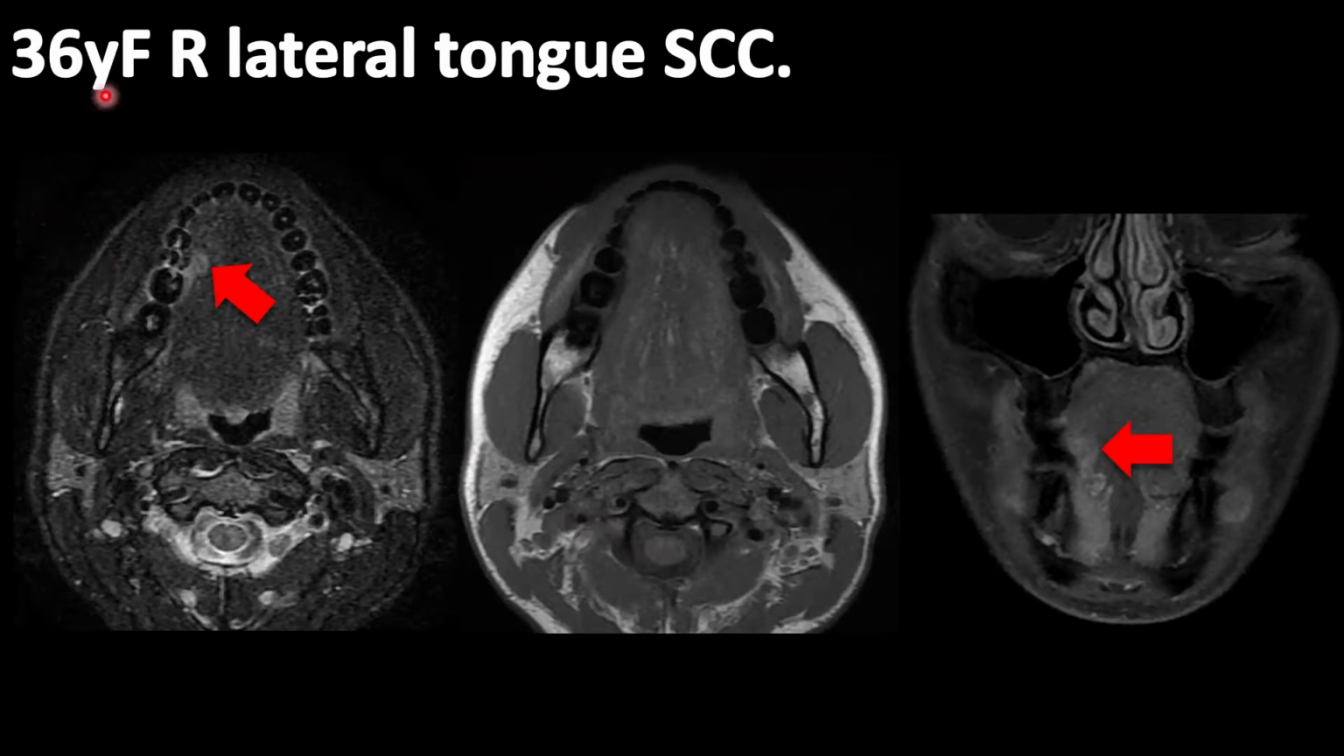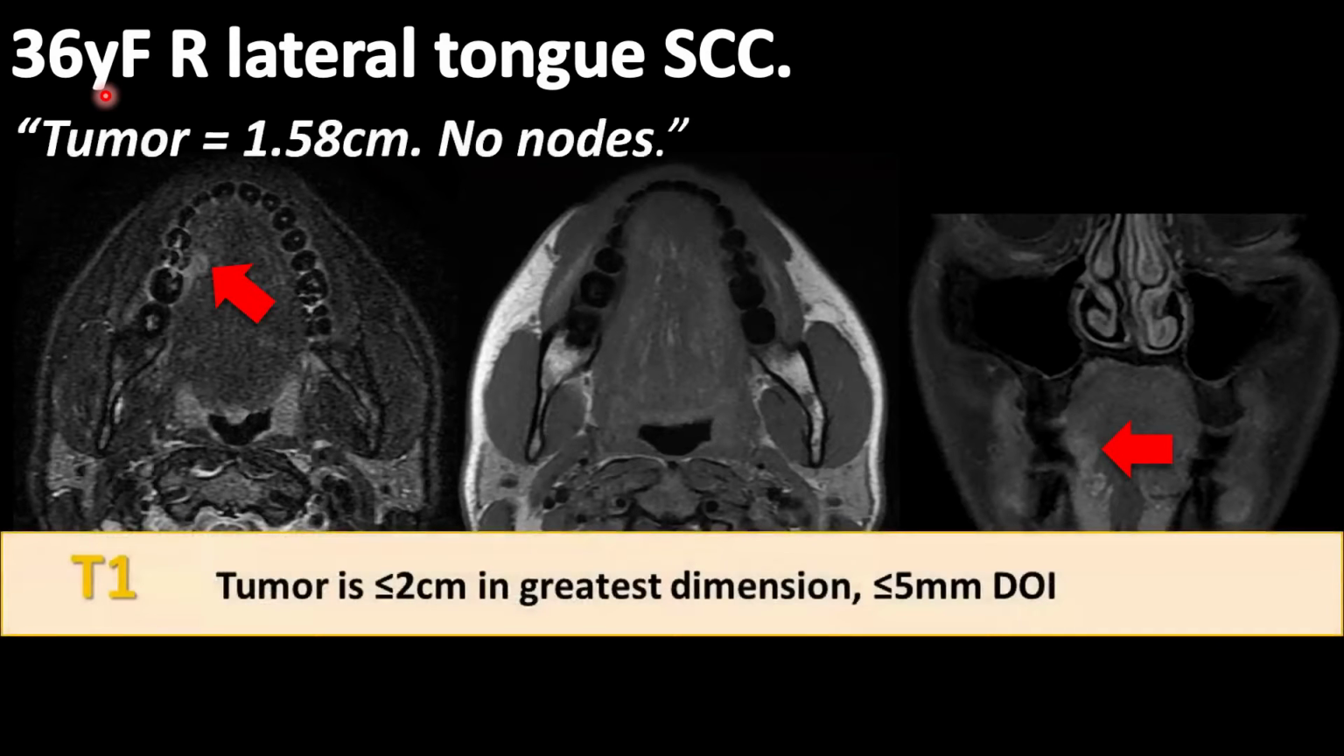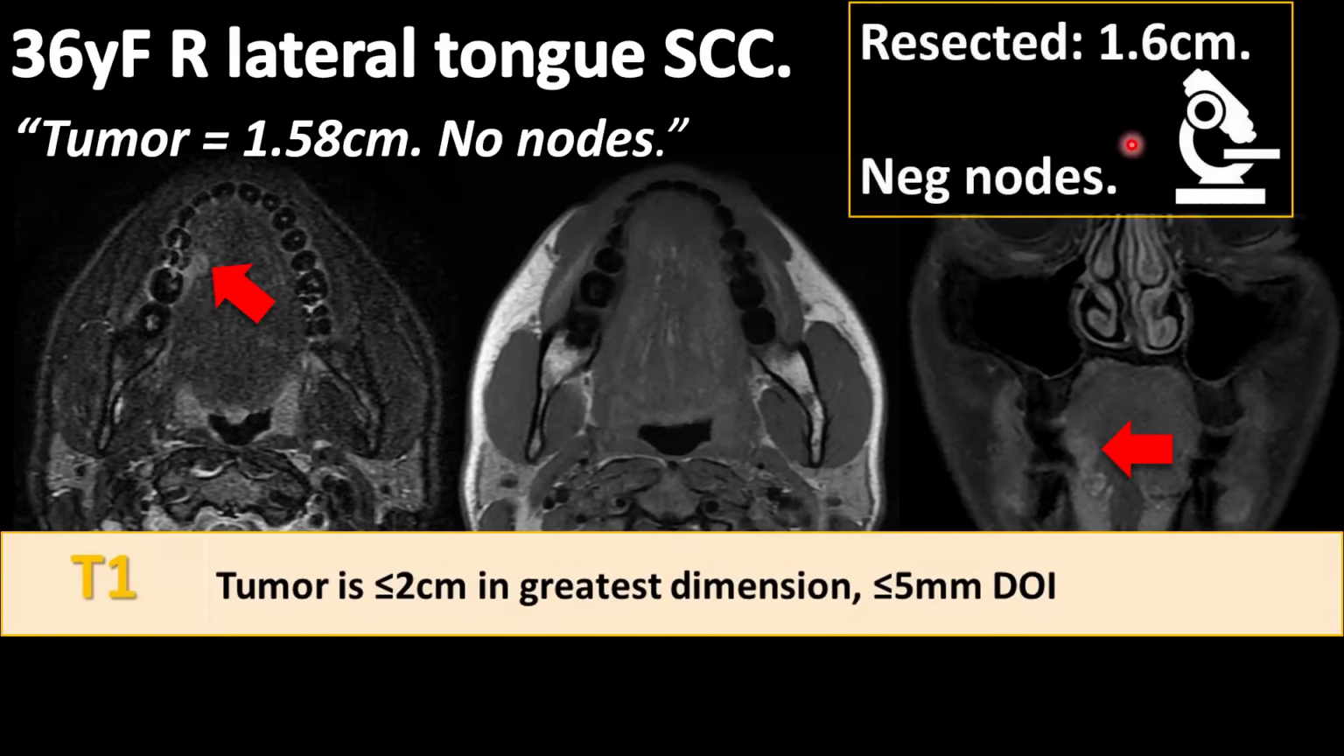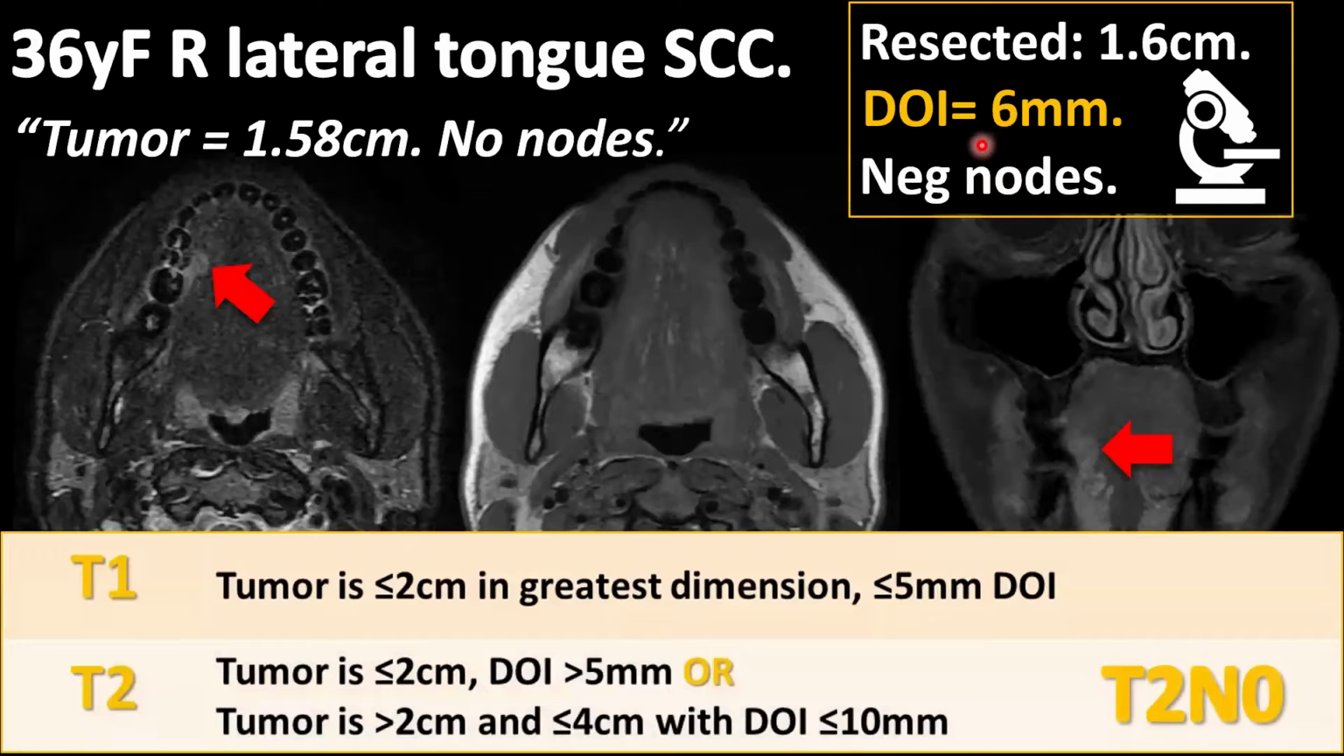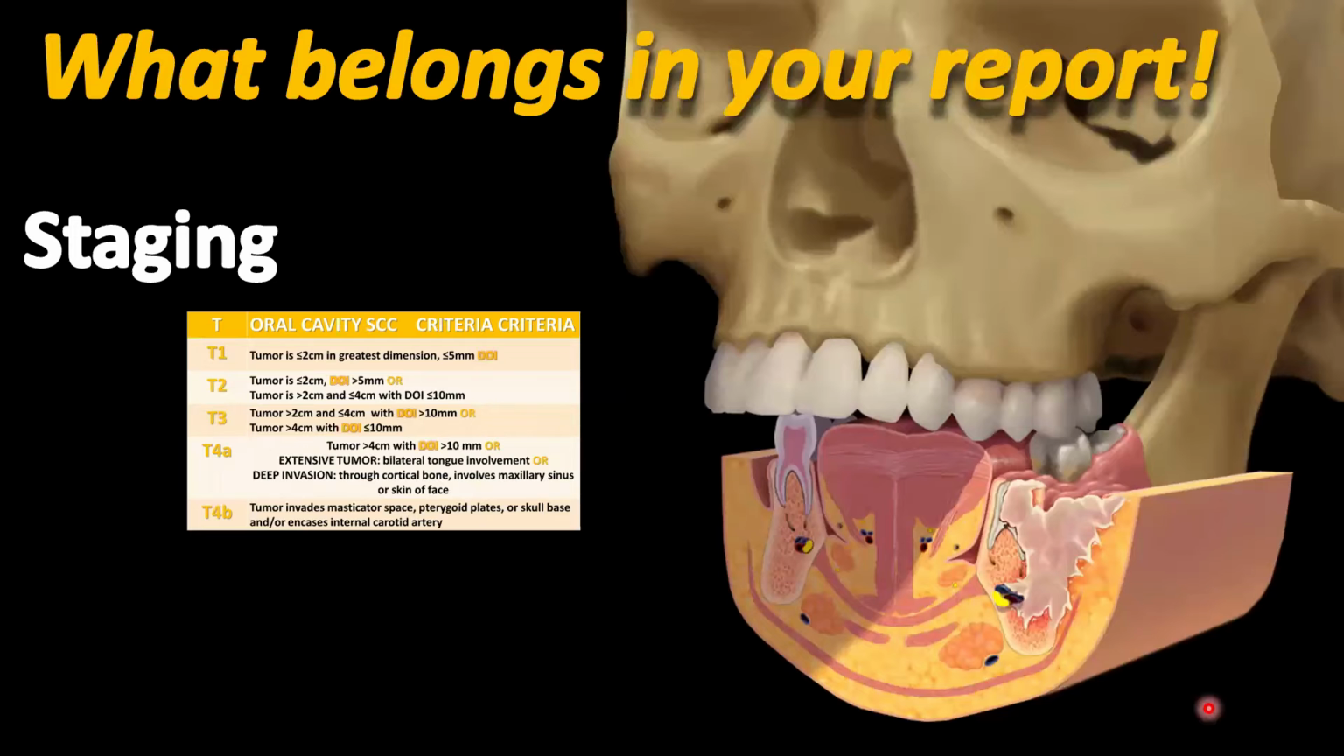This is a case, a woman with a right lateral tongue tumor. Again, pretty easy to see on MR. I said MR is much easier if you're able to do MR. I find it much easier for tongue tumors. You can see this lateral tumor. I measured it out, 1.58 centimeters in greatest diameter. There's no node disease here. So this looks like a T1N0 tumor. The pathology comes back. Yep, we're concordant, negative nodes. Great, the DOI is 6 millimeters. And so this is now moved, because the DOI is greater than 5, into the T2N0 group.